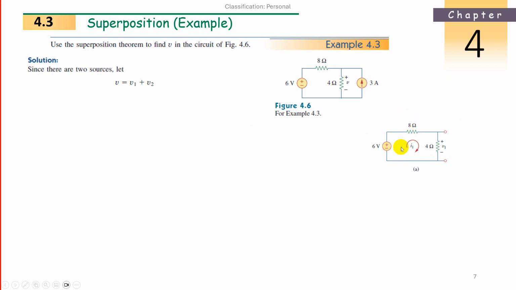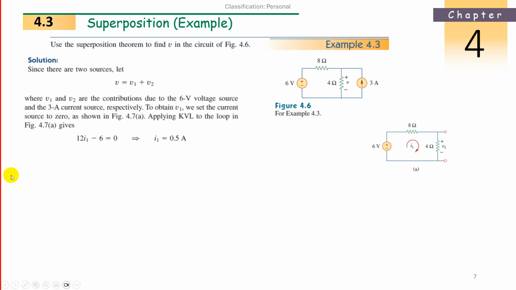So by mesh analysis, write the equation: minus 6 volts, and what is the resistance? 8 plus 4, 12, so plus 12 I1, which is equal to 0. So 12 I1 minus 6 volts equal to 0. So what is I1? Just divide it, 0.5 ampere is I1. So what is V1? I1 is flowing through this 4 ohms. V1 is equal to 4 into I1, 4 into 0.5, 2 volts.